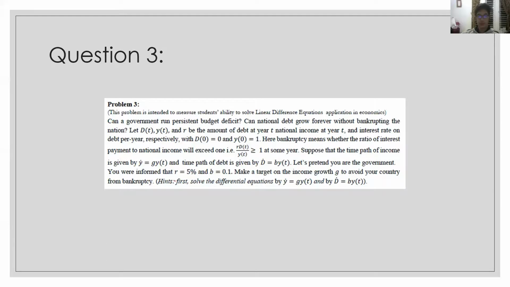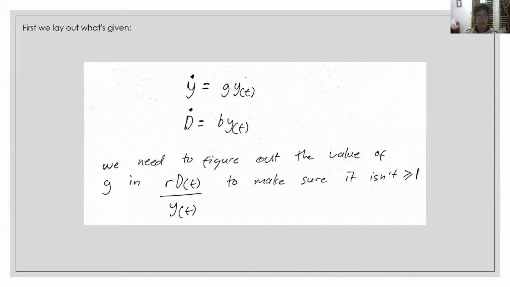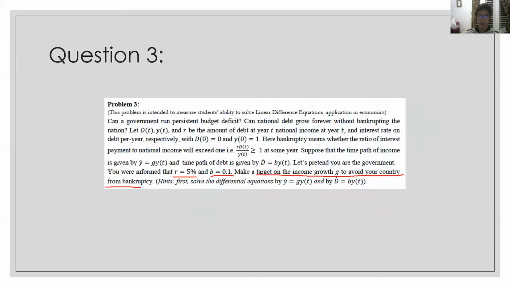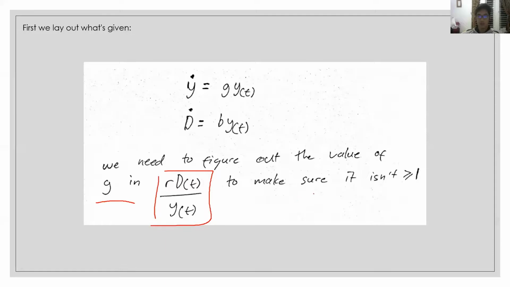Let's pretend you're the government, and we are informed that R equals this, D equals this, and we need to find, this is the important part, a target income growth G to avoid the country from bankruptcy. Okay, so first let's lay out what's given to us. We know that the Y dot value is GYT, and the D dot value is BYT. So from here, we also know that we need to figure out the value of G in this ratio, or let's say solving solution. We need to find the value of G in this solving solution to make it not larger than or equal to 1.